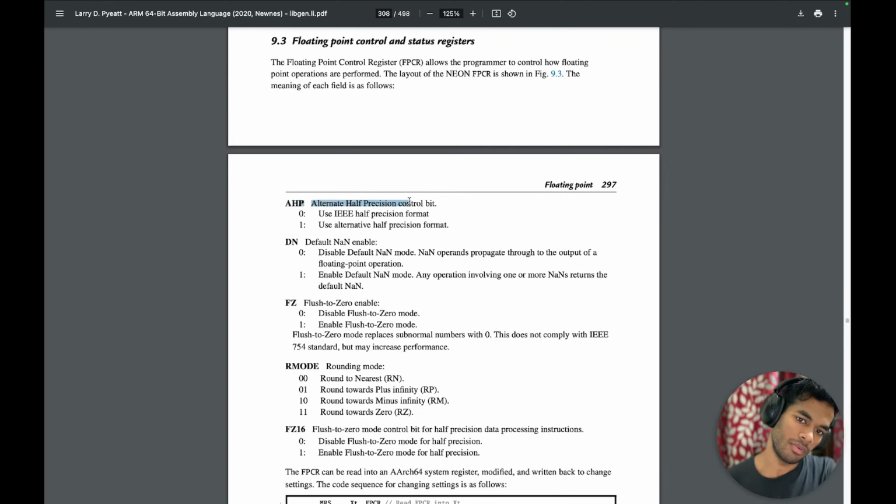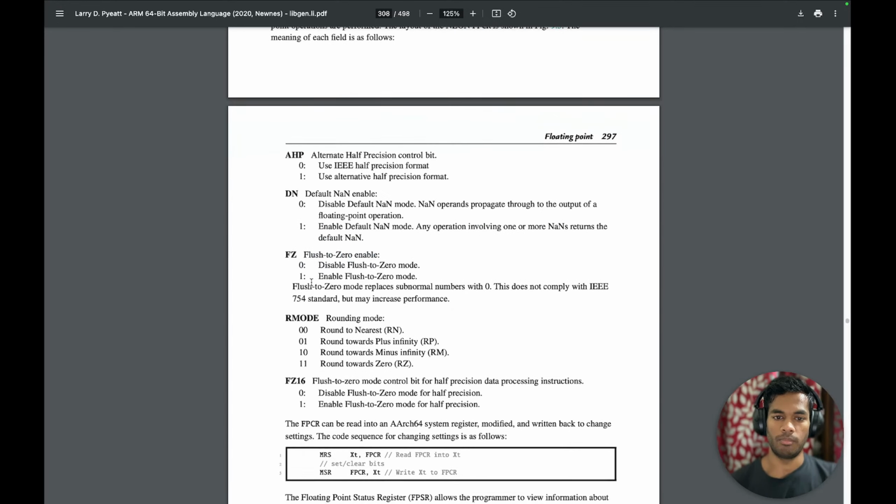AHP, alternate half precision control bit. 0 uses the IEEE half precision format, and 1 uses the alternative half precision format. DN, default NaN enable, NaN meaning not a number. Disable default NaN mode: NaN operands propagate through to the output of a floating point operation. Enable default NaN mode: any operation involving one or more NaNs returns the default NaN.